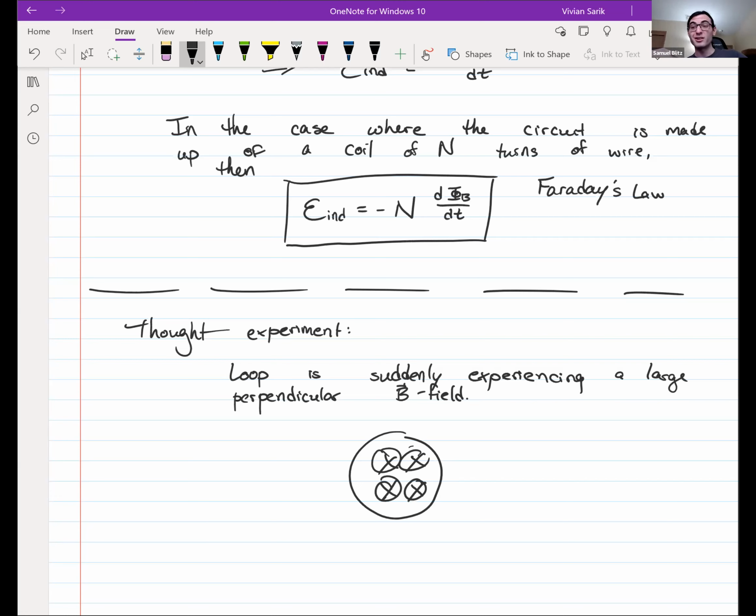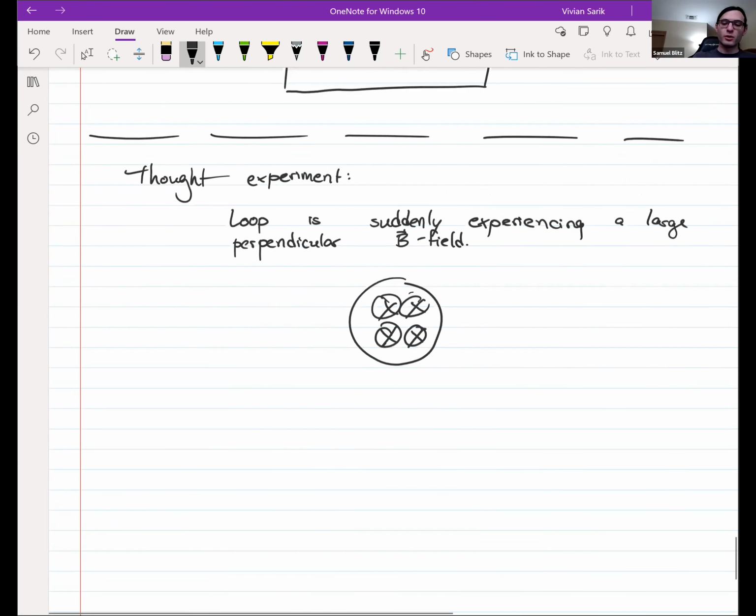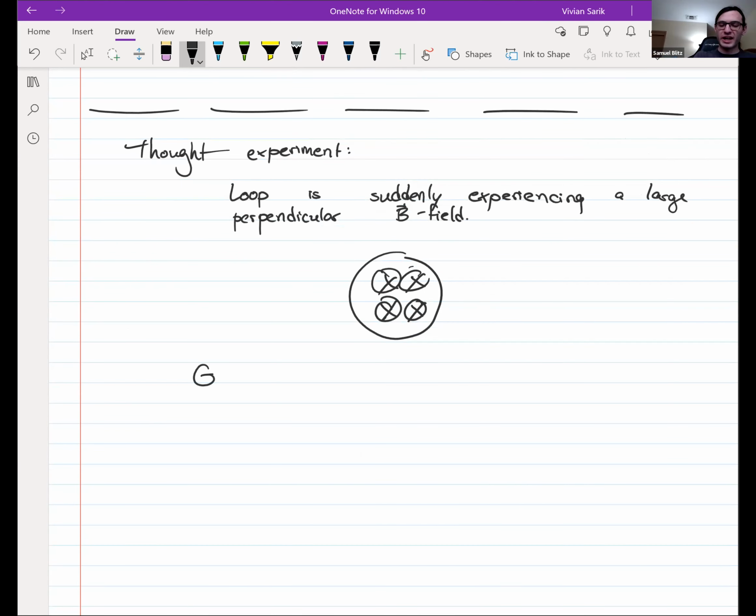We could slog through all the signs and conventions we established earlier, but we can do it more easily. We can just guess and check and see what happens. So let's guess that the current flows, let me write this out. This is the current induced by the EMF.